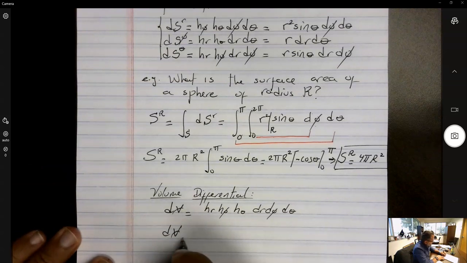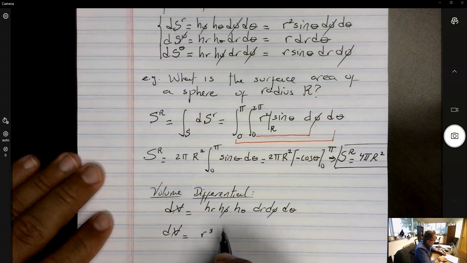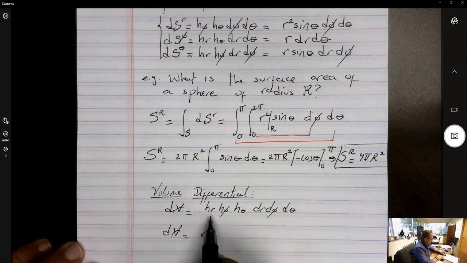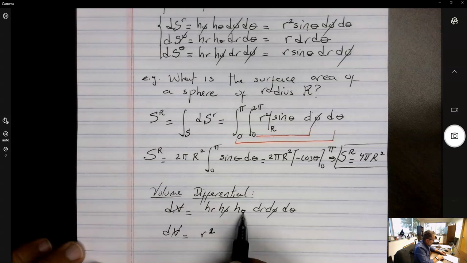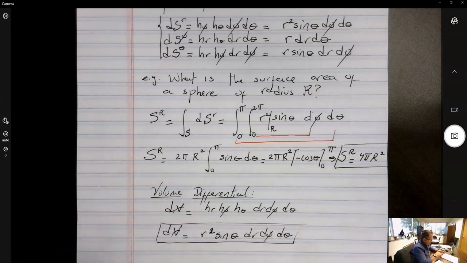So the volume differential will be r squared. So h_r is equal to 1, h_phi is equal to r sine theta, and h_theta is equal to r. So it's r squared sine theta times dr, d phi, d theta. So let's use that to calculate the volume of a sphere.